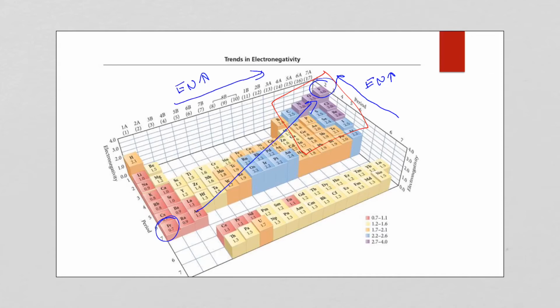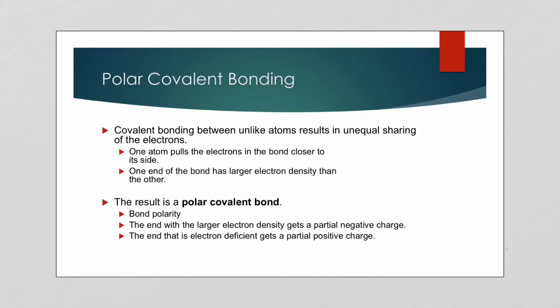So now that we have our electronegativity, and we know what that entails, we can start to say, what's a polar bond? What's a nonpolar bond? When we have unlike atoms bonding, of course, if it's the same atom, they're going to be equal sharing because the electronegativities are exactly the same. But if we bond unlike atoms, we will often get unequal sharing. The one atom pulls the electrons closer to its side.